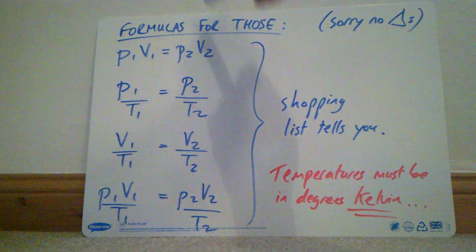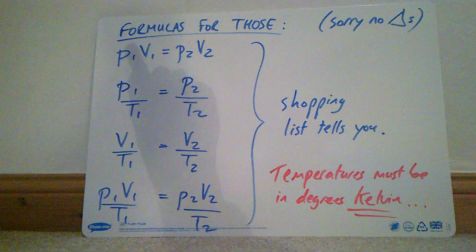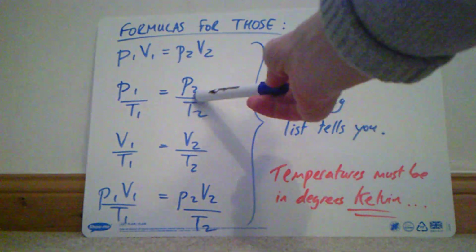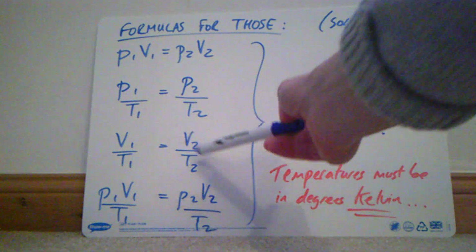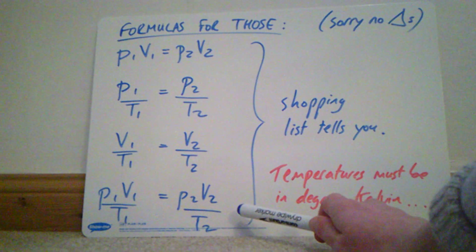And how do you know which one of these to do? Well, use the shopping list. So if it's giving you pressures and volumes, then you can use the first one. If it's talking about pressures and temperatures, then second one. Volumes and temperatures, the third one. And sometimes if everything is changing, pressures and volumes and temperatures, then you're going to have to use the fourth one.